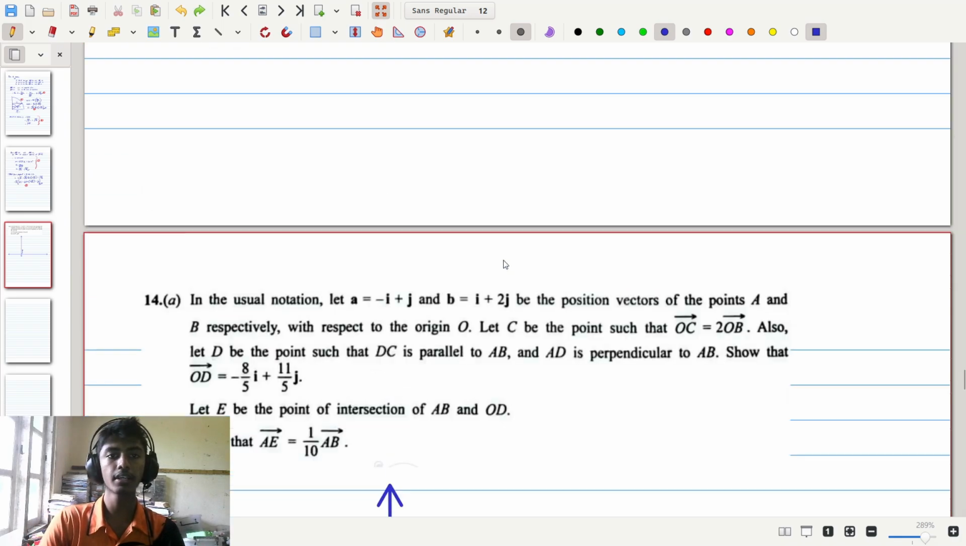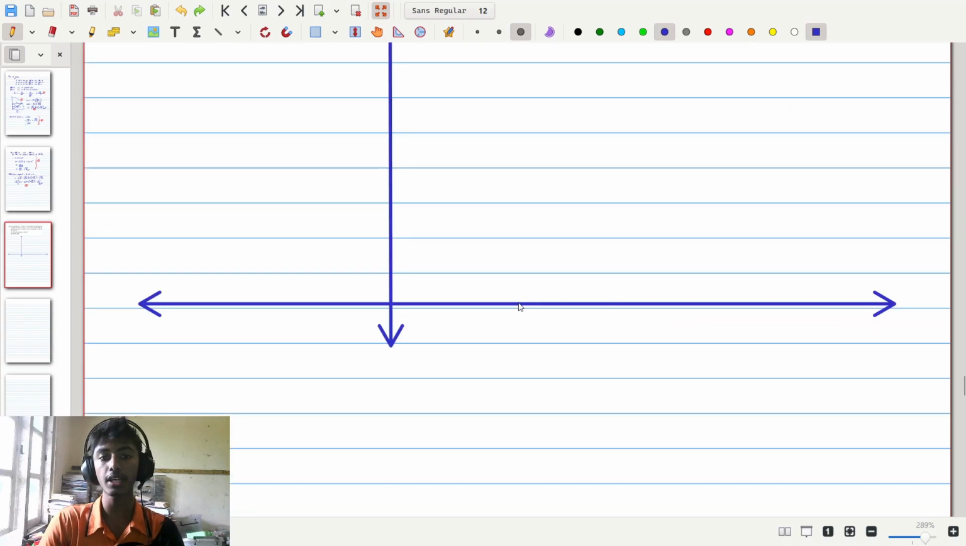Now given that the vector A, which is minus i plus j, corresponding to the point A, given this is the origin, would be somewhere over here. So this point is A, and therefore the vector OA would be this vector, which is something like this. And the point at the end of the vector would be point A. So the vector here is the A vector, and the point at the end of it is the point A.